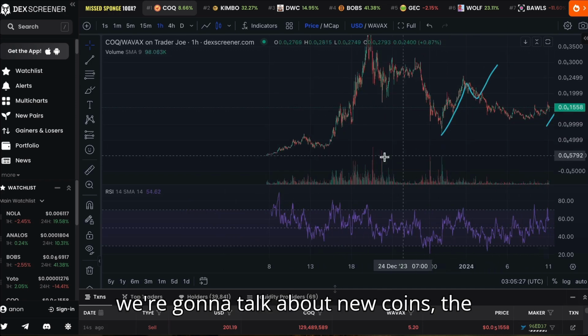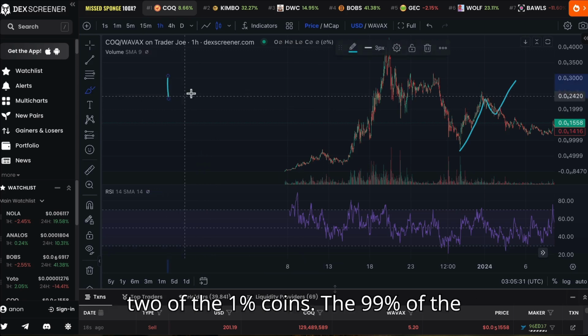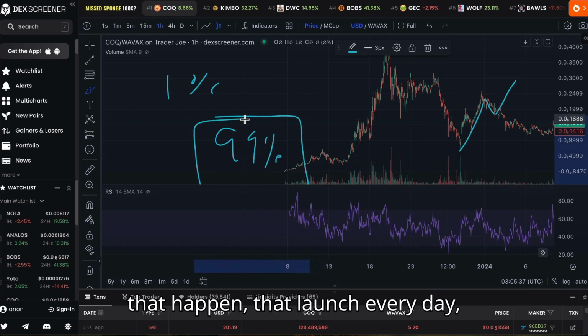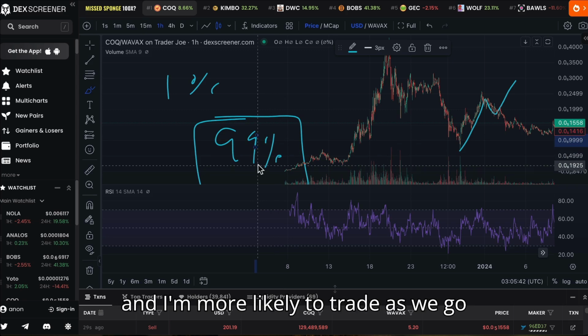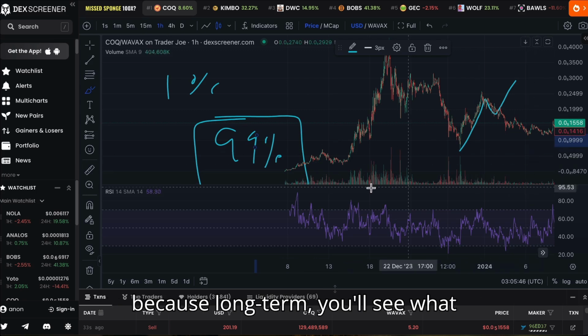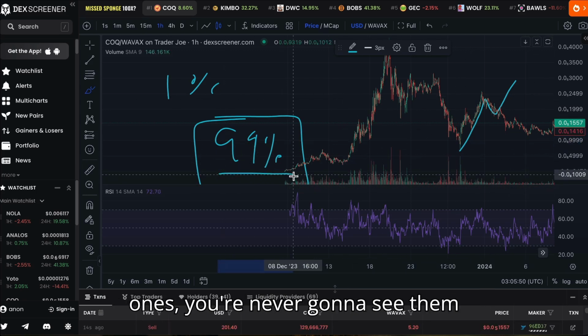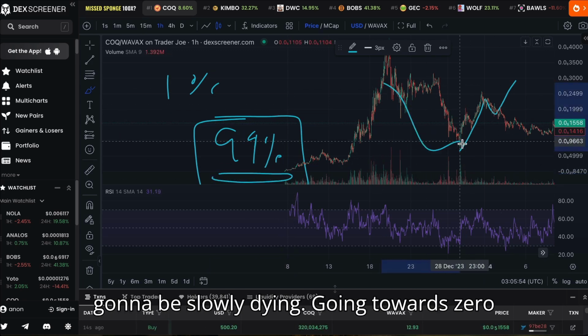So in the next video, we're going to talk about new coins, the more common coins. I've just shown you 2 of the 1% coins. The 99% of the coins that launch every day, that's what I'm going to show you next. The ones that you are more likely to trade, and I'm more likely to trade as we go forward. These ones I've just shown you because long term, you'll see what happens. But when I show you these 99% ones, you're never going to see them long term doing anything. They're all going to be slowly dying and going towards zero.